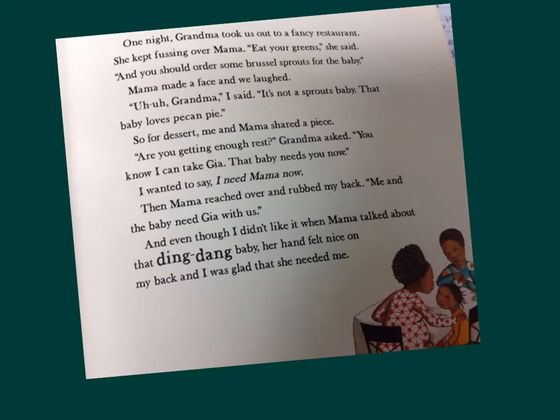"Are you getting enough rest?" Grandma asked. "You know I can take Gia. That baby needs you now." I wanted to say, I need Mama now. Then Mama reached over and rubbed my back. "Me and the baby need Gia with us." And even though I didn't like it when Mama talked about that ding-dang baby, her hand felt nice on my back, and I was glad that she needed me.